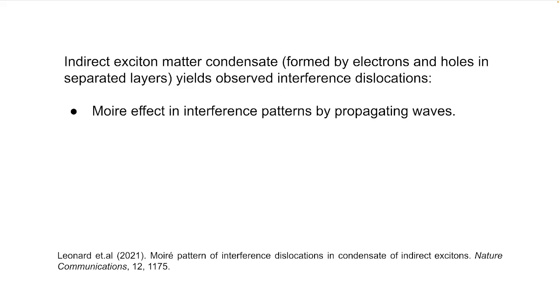And so we can look at an indirect exciton matter condensate, which is formed by electrons and holes in separated layers, as we saw with the cellular layers that had apoptotic removals. We can have holes in different layers of these materials, and this can yield observed interference dislocations. So we can have the Moire effect in interference patterns by propagating waves.